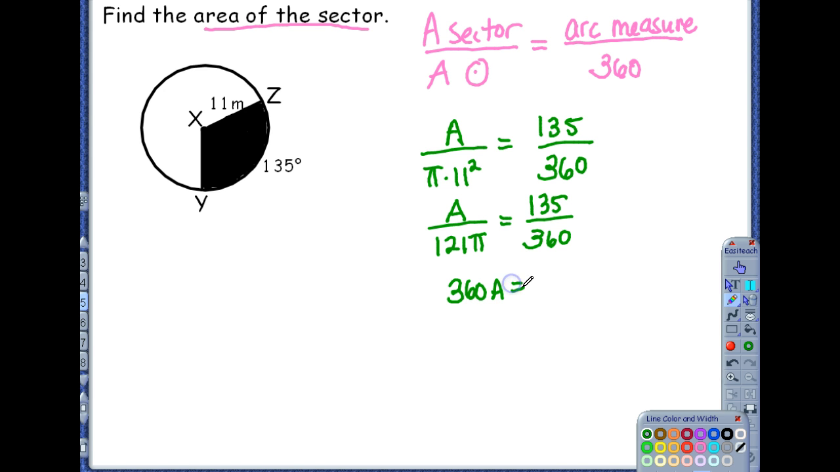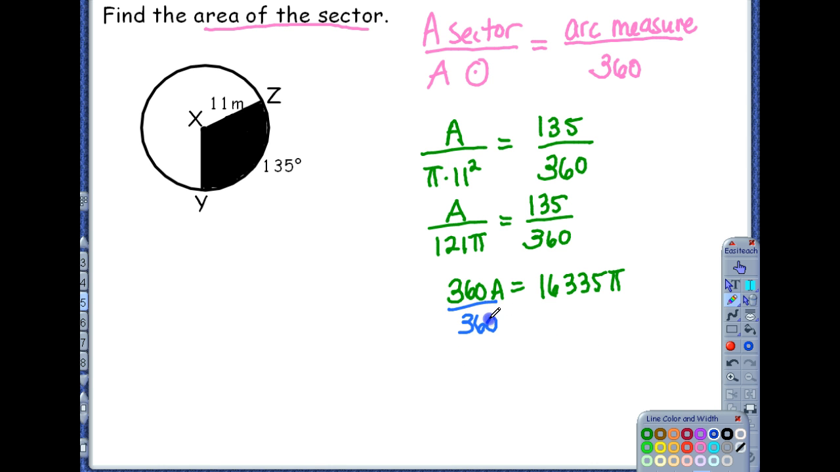And when I type that in my calculator, I've got 135 times 121 pi. Or you could just type in 121 and leave it in terms of pi, exact. Right now, 16,335 pi. Let's leave it exact. And then what are you going to have to do? And then I'm going to divide by the 360.